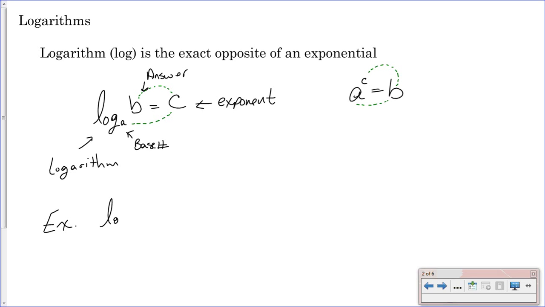Alright, let's look at an example with some real numbers here. The log base 2 of 8. Okay, so what is the log base 2 of 8? So basically what this is asking is 2 to what power equals 8? That's basically what they're asking. So 2 raised to what power is 8? Well, you should know that x would be 3 because 2 cubed equals 8. So the correct answer here would be log base 2 of 8 equals 3.